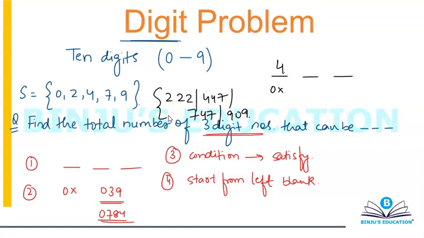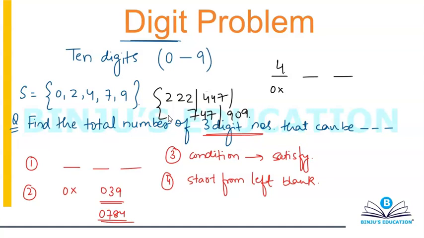Can I say that all these numbers are valid three-digit numbers? Yes, I can say that, right? So unless and until it's mentioned that the digits are different or repetition is not allowed, you can take repetition into consideration, because that will still give you a valid three-digit number.